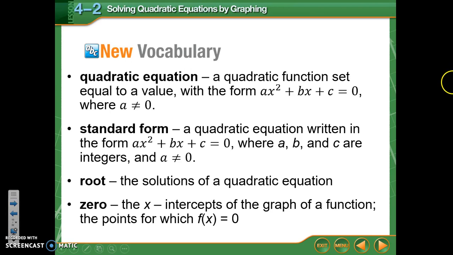A quadratic equation is a quadratic function. Remember, the quadratic function is f of x equals ax squared plus bx plus c. But when I set that equal to a number, usually we set it equal to 0 when we're solving, then it's called a quadratic equation instead of a quadratic function. Why is it called an equation? Because it has solutions. And that equation is in standard form when I write it equal to 0. Sometimes you might see it equal to 3 or equal to 5x or something, but you should move everything to one side and make it equal to 0 for the quadratic equation to be written in standard form.